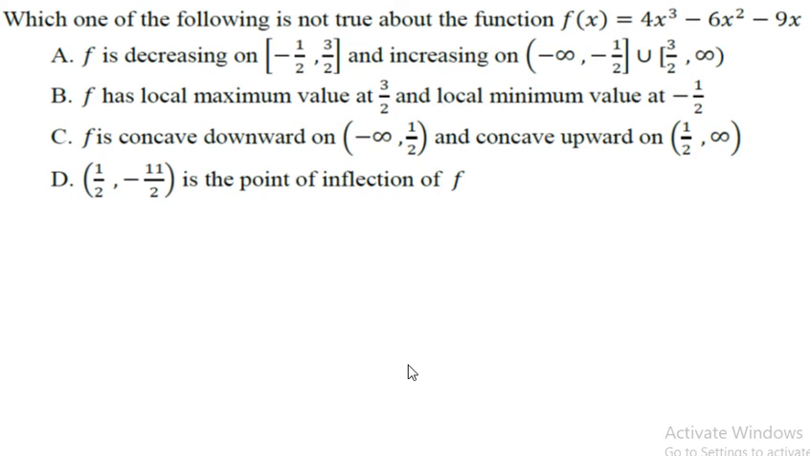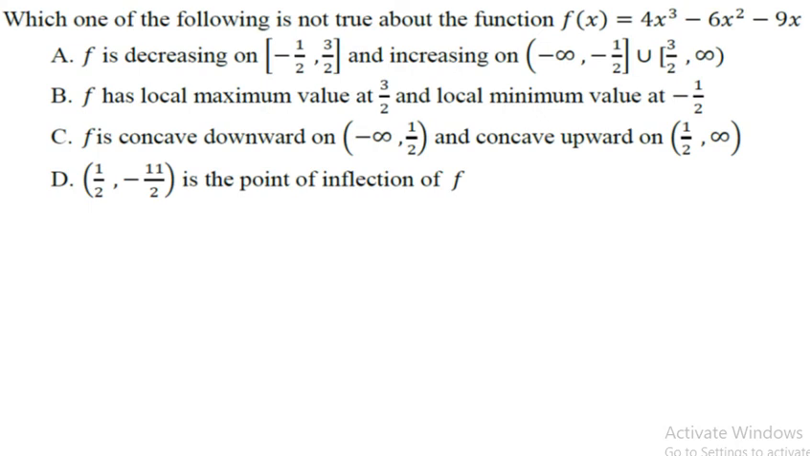Okay, the next question, it says, which one of the following is not true about the function f of x equal to 4x cubed minus 6x squared minus 9x? This function, it's talking the choice, look. Choice A, decreasing and increasing intervals. Choice B, maximum and local maximum and local minimum value at which point. And choice C and choice D, they are talking about concavity and inflection point.